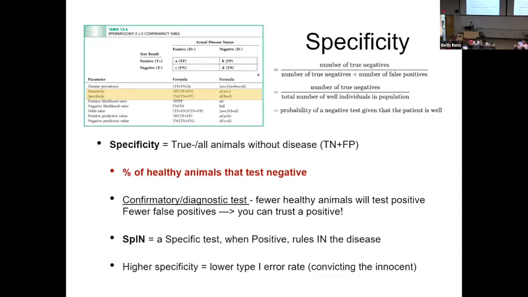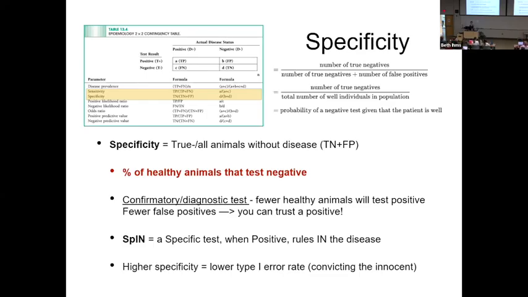SPIN: a specific test, when it's positive, rules in the disease. A sensitive test that's negative rules out the disease. A specific test that's positive rules in the disease. A higher specificity is a lower type 1 error rate, which would be convicting an innocent person. That'd be a false positive, right? This reduces our false positives. We can trust positive.